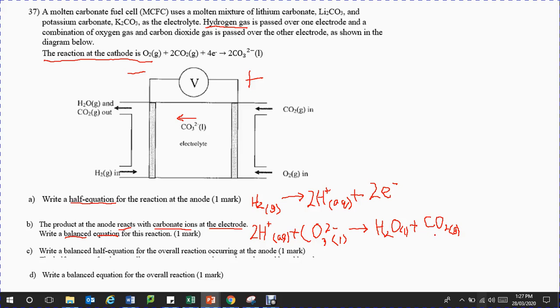Okay, so again, that's not a redox reaction. It's just a balanced equation. I've got 2 hydrogen, 2 hydrogen. Yep, 3 oxygen. Yep, that's balanced. Okay, and that's part B.